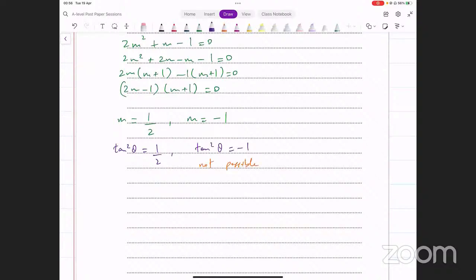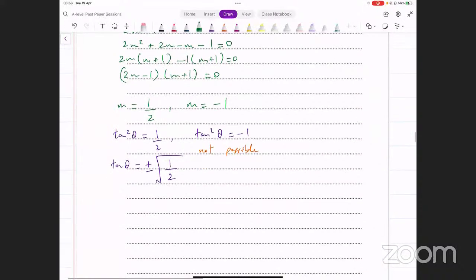Tan square of theta equals 1/2. इसका मतलब क्या हुआ? Tan theta क्या हो जाएगा? It's going to be plus minus. Do not forget plus minus. जब भी square root लेते हैं plus minus लगाते हैं. So we got plus minus square root of 1/2. ये आपके पास आ गया.